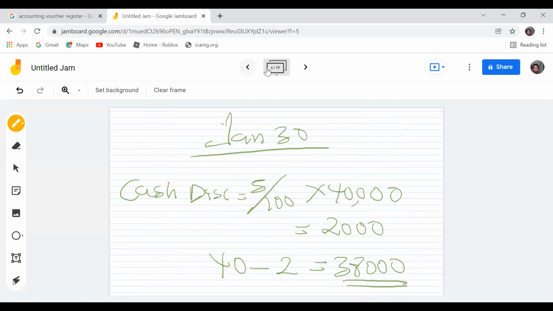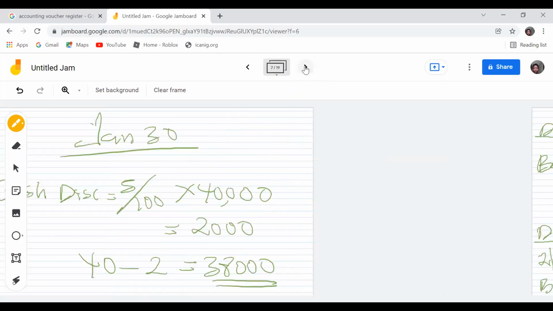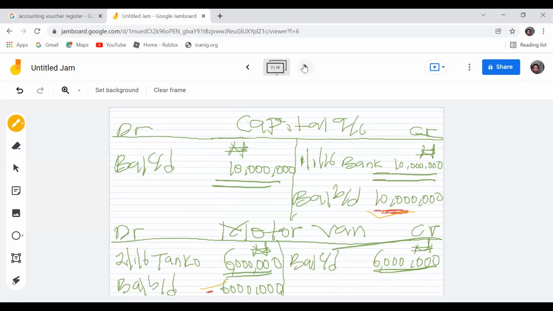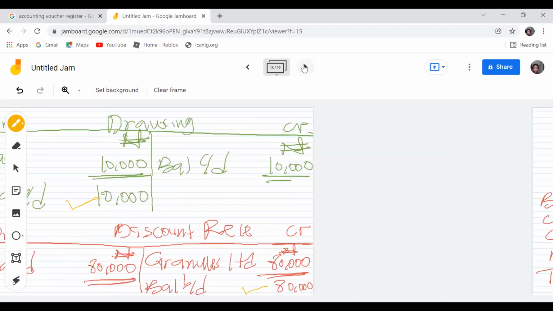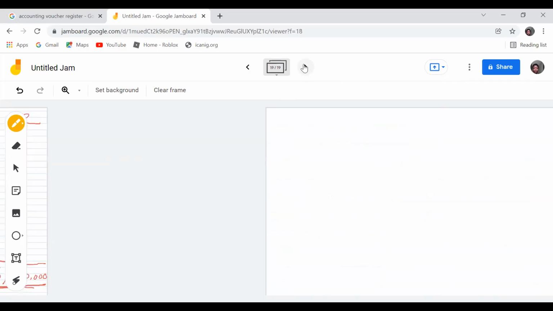So if our ledger is correct, our trial balance is also going to be correct. Okay, so that's the end of it. That's the end of this particular wonderful question.